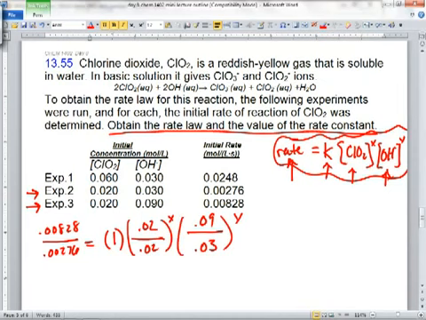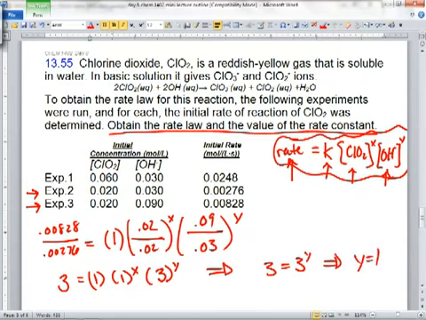Now we got to do the math. Let's see. 0.00828 divided by 0.00276. I got 3. So 3 has to equal 1 times 1 to the x times, that should be 3, right, to the y. So what does this look like? 3 equals 3 to the y. Yeah, we got our y. Okay?